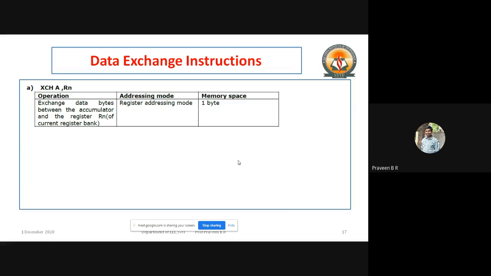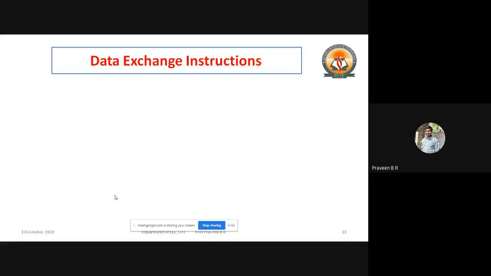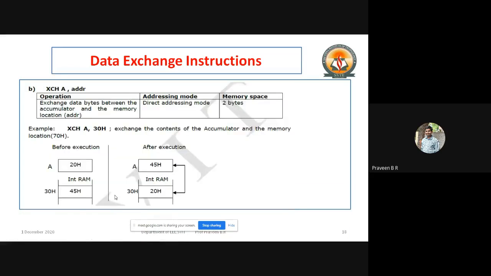So it moves the content from the general purpose register to the accumulator and from the accumulator to the general purpose register. So whenever I say XCH A, R4, the data present in R4 is 45H. The data present in accumulator is 20H. When I execute XCH A, R4, the data present in R4 is moved to accumulator. The data present in accumulator is moved to R4. So exchanging the data between accumulator and R4 is called data exchange instruction.